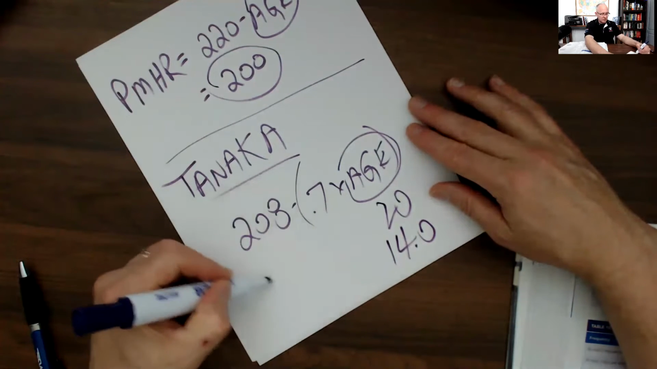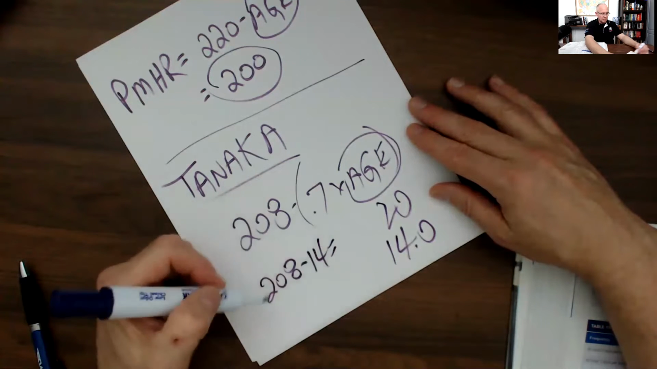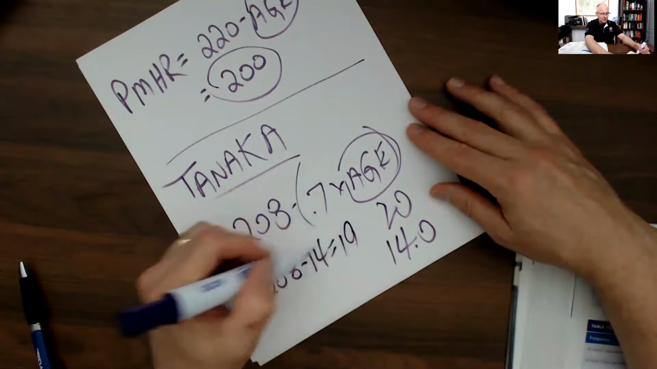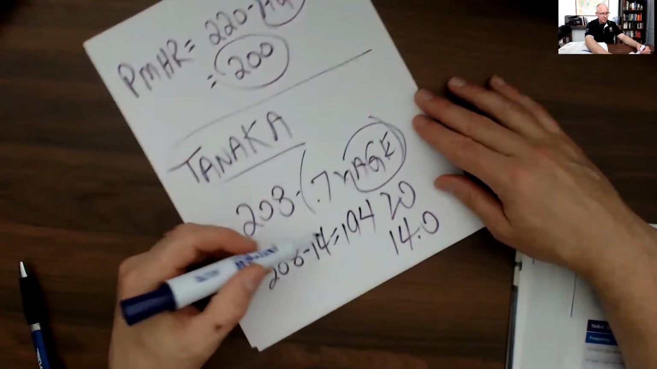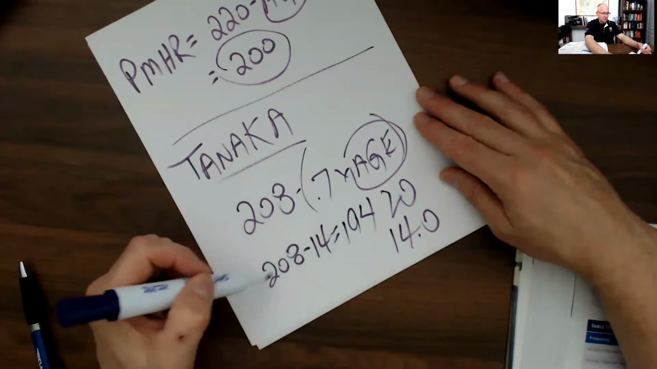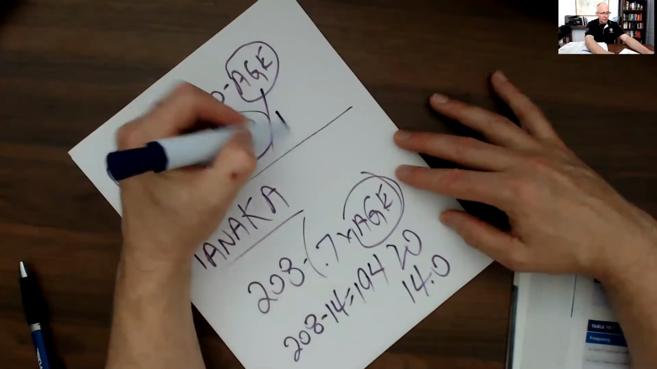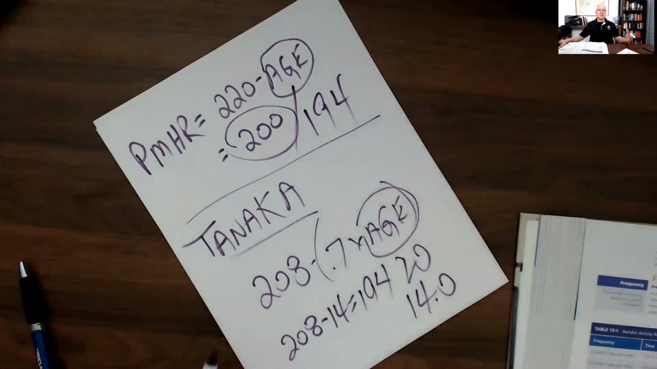So 208 minus 14, if my math is correct, that's 194. So you can see the difference. Okay, let me just check my math. 0.7 times 20 is 14, and 208 minus 14 is 194. So 200 versus 194. Now, that could make a significant difference depending on the individual.